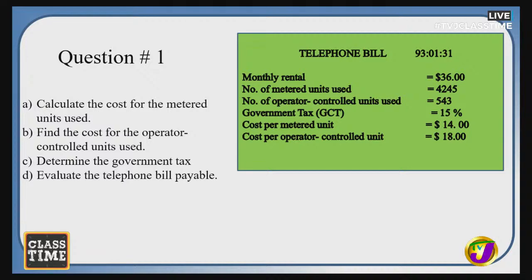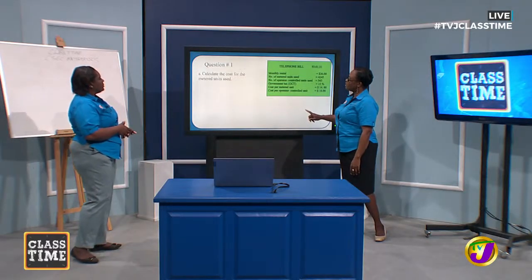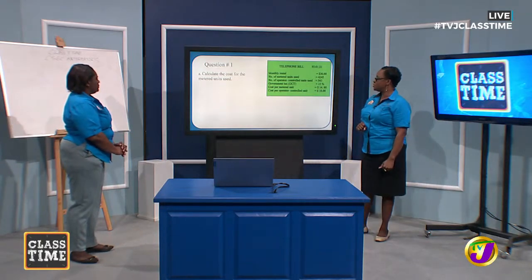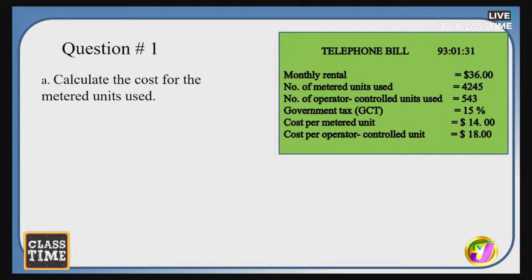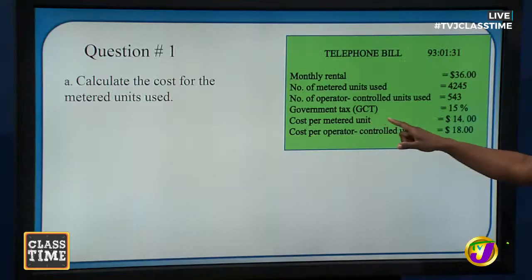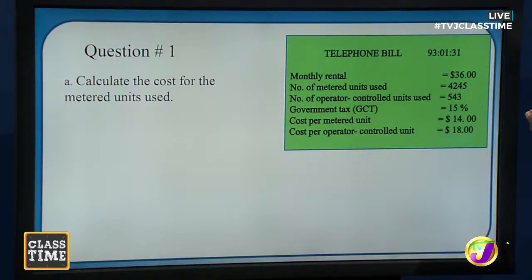So, our first question, calculate the cost for the metered units used. So we need to go back to the bill and identify how many units were being used. Metered units. When I look at it, I see right here 4,245 units. And there is a cost per unit. So I will look for metered unit and not operator controlled unit, because the costing for both, they are different. Okay, I see that the costing for the metered unit is $14 per metered unit used.